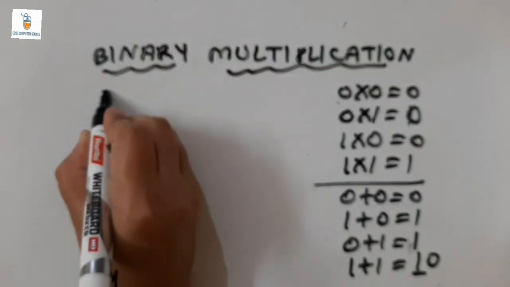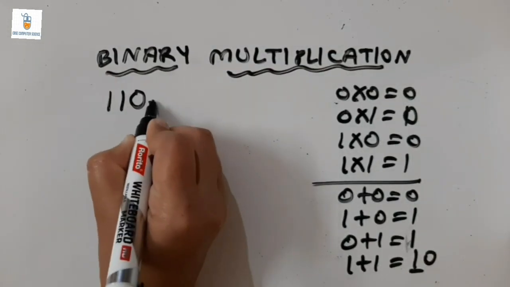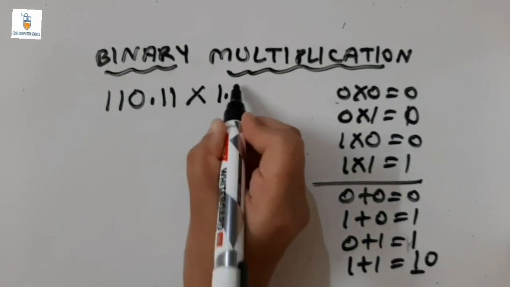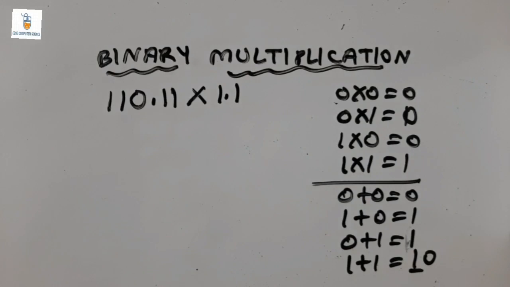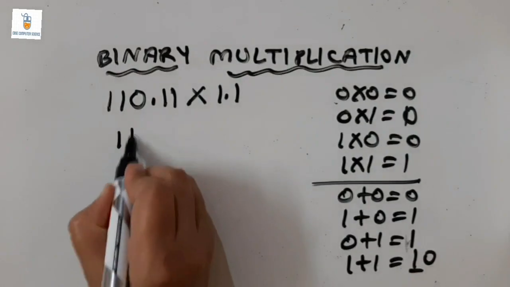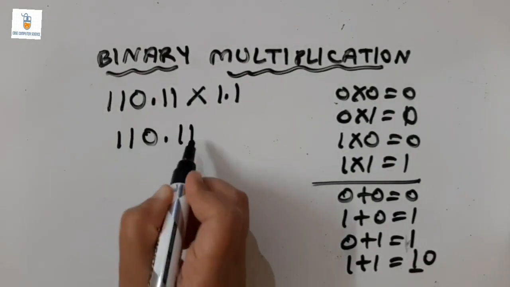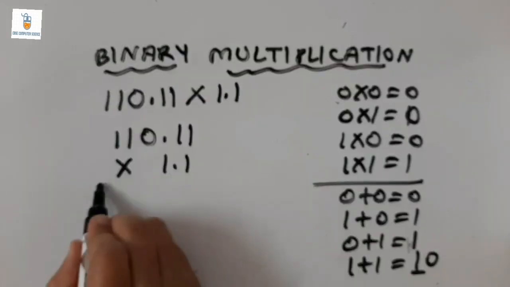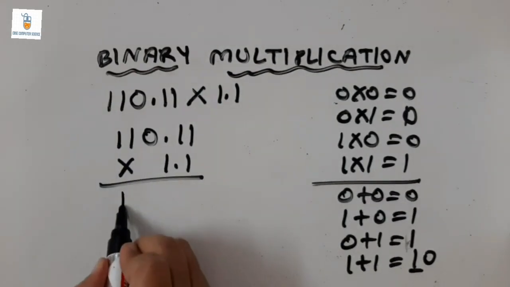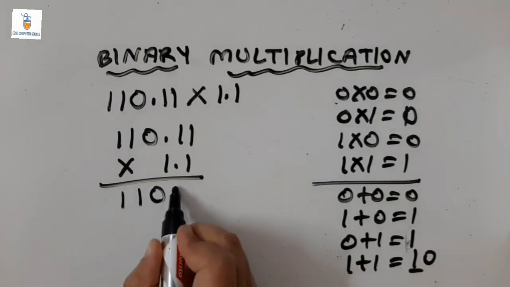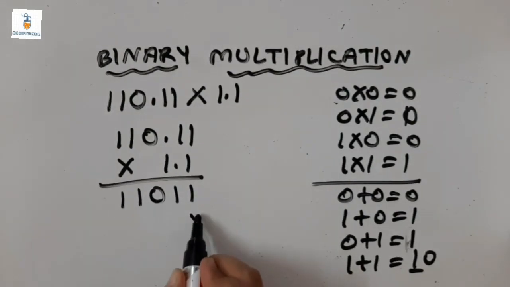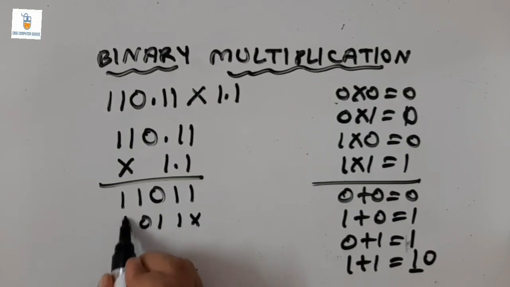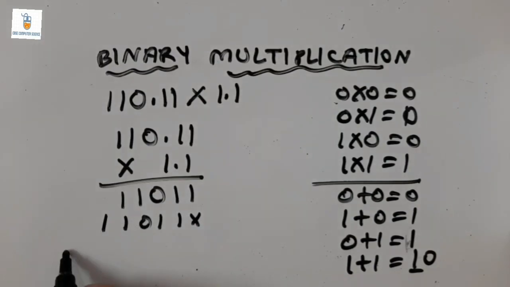Now let's take one example with floating points in binary numbers. Say I want to multiply 110.11 into 1.1. So we will note down the numbers in the standard structure. Then normal multiplication as we do with decimal numbers. So 1 into 11011 will be written twice, 11011.